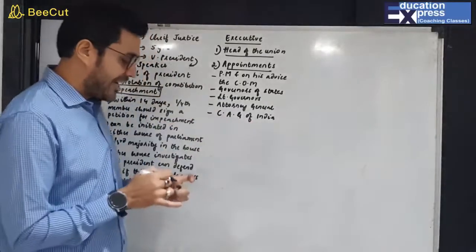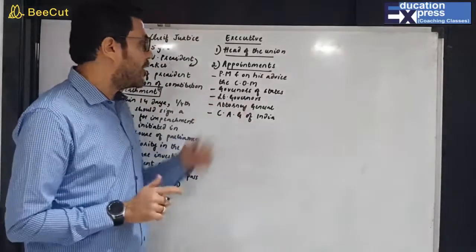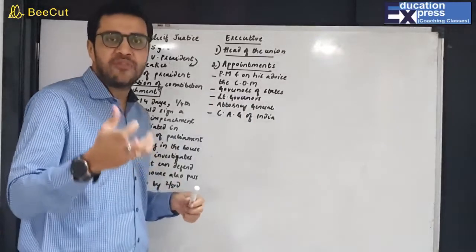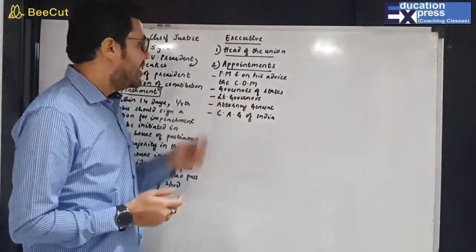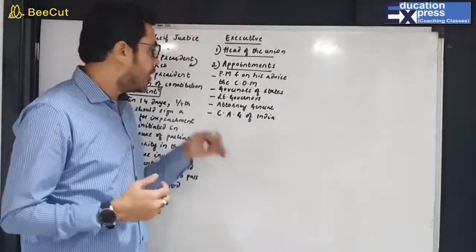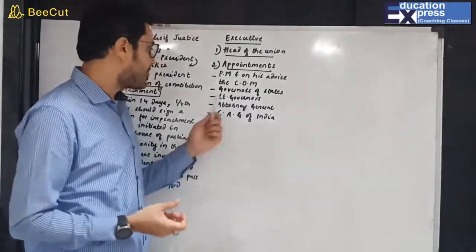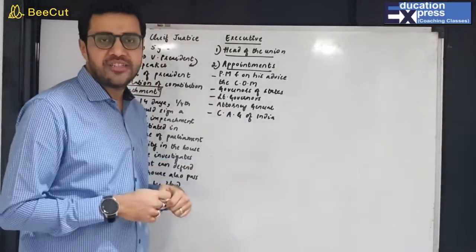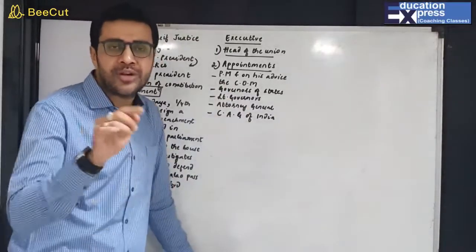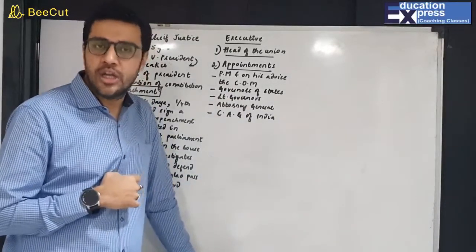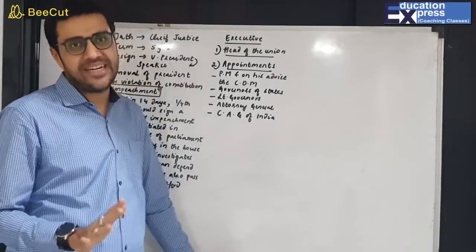So appointments, he appoints the Prime Minister and on the advice of Prime Minister, he appoints the Council of Ministers. He invites the leader of the majority party to become the Prime Minister. He appoints the governors of the state. He also appoints the Lieutenant Governors. Lieutenant Governors are in Union Territories. He appoints Attorney Generals and Comptroller and Auditor General of India. First point, the head of the union. What to write inside? The president is the head of the Indian Union. All orders are passed in the name of the president.